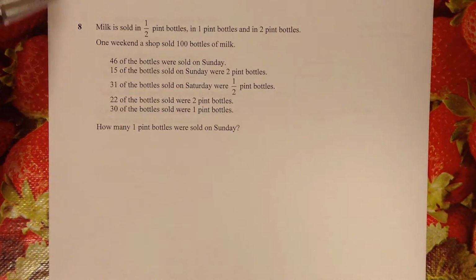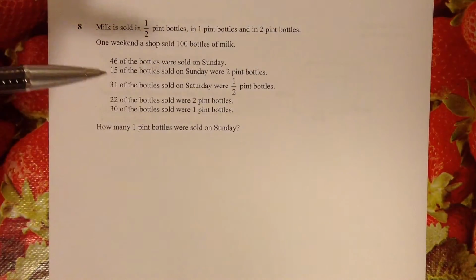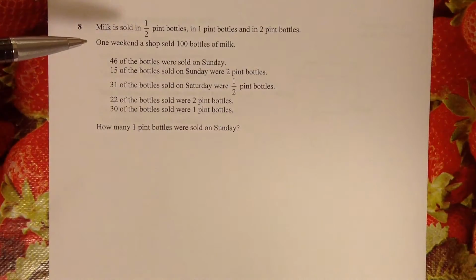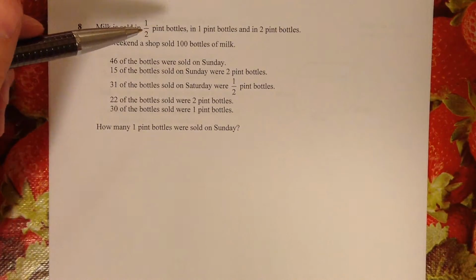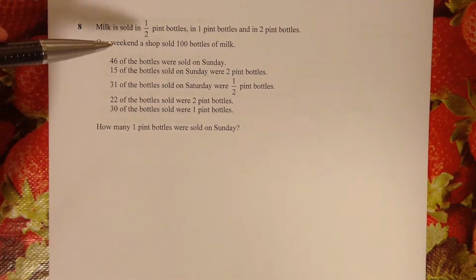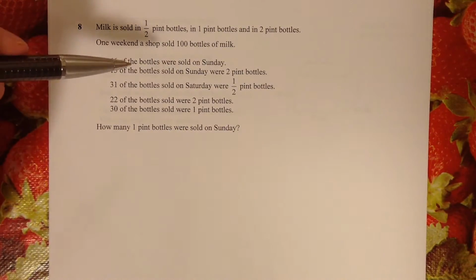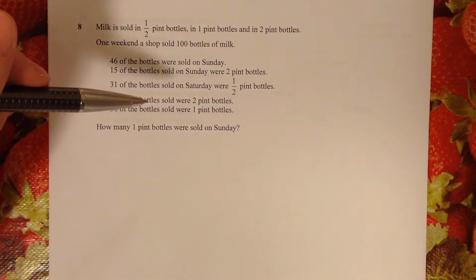Question number 8 here looks quite daunting when you first read it because there's a lot of information to think about, and we need to work out how we're going to go through all this information to work out what we're actually being asked to find. So there's lots of information here about milk being sold over the period of a weekend and also the size of the milk. The telltale sign here is that we've got two different types of information, which is the size of the bottles but also the days that they're sold on, so we're going to construct a two-way table.